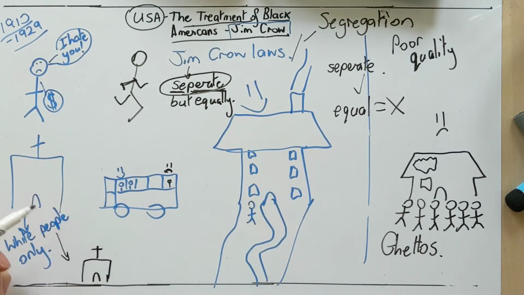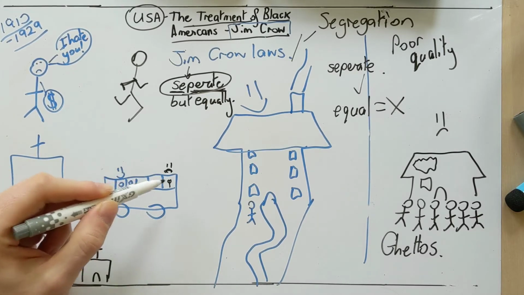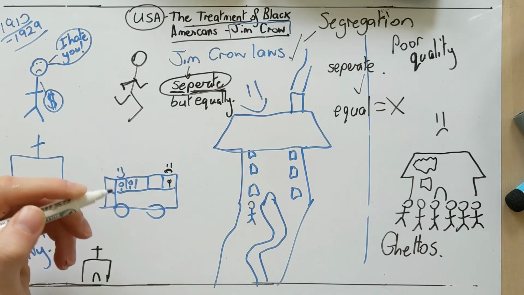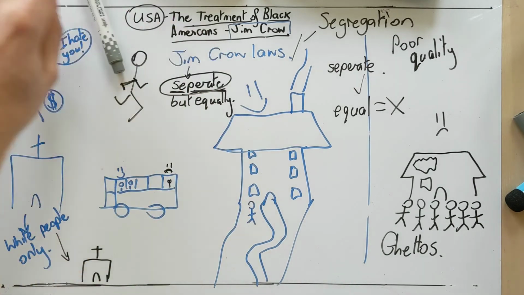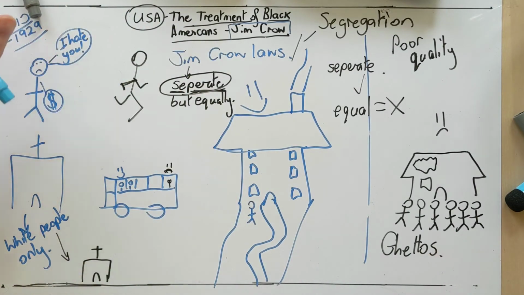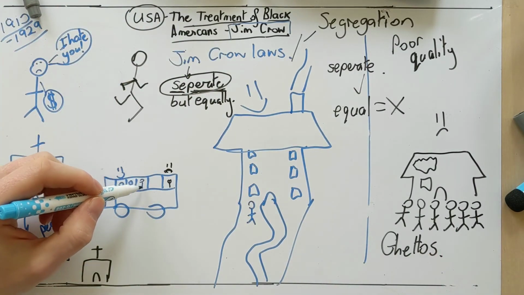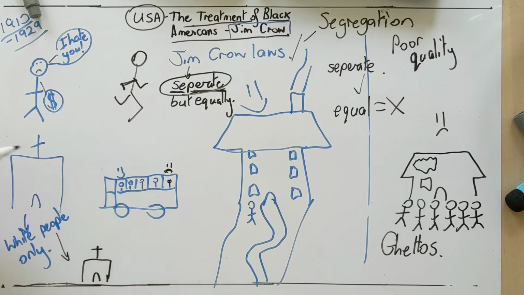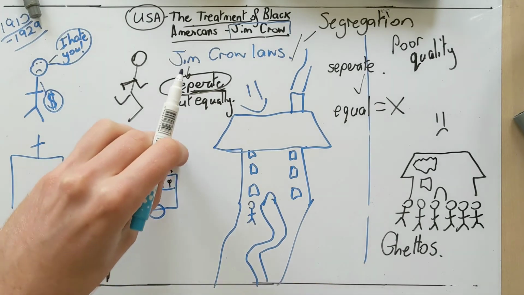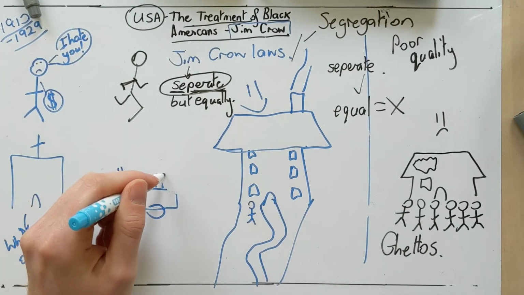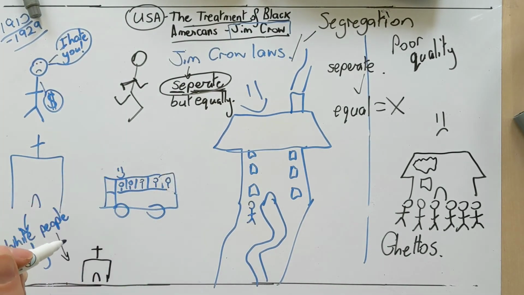You had different churches. Well, this was a lovely, nice, massive church. This wasn't as big. You had buses where people had to sit at the front, people had to sit at the back. Or imagine, this is the reason why it was not equal. Imagine more and more white people got on. This person was then told they had to leave. So it's separate, but it's nowhere near equal, is it?